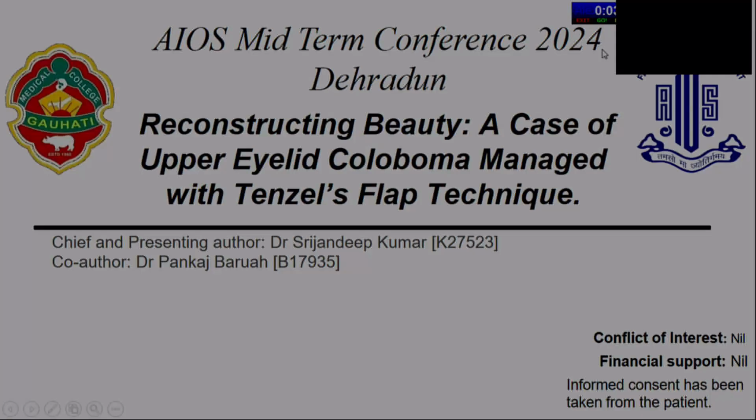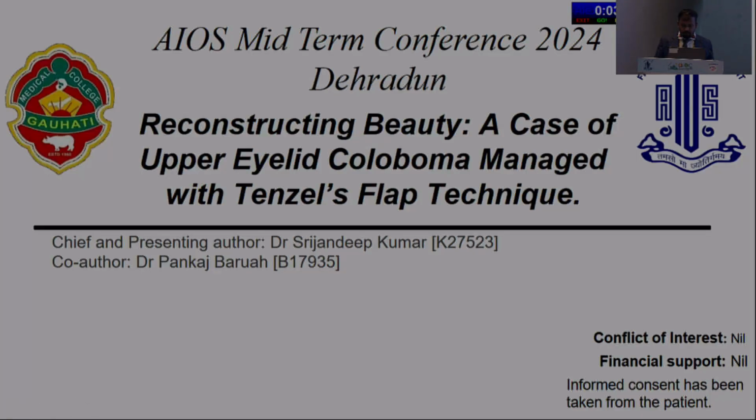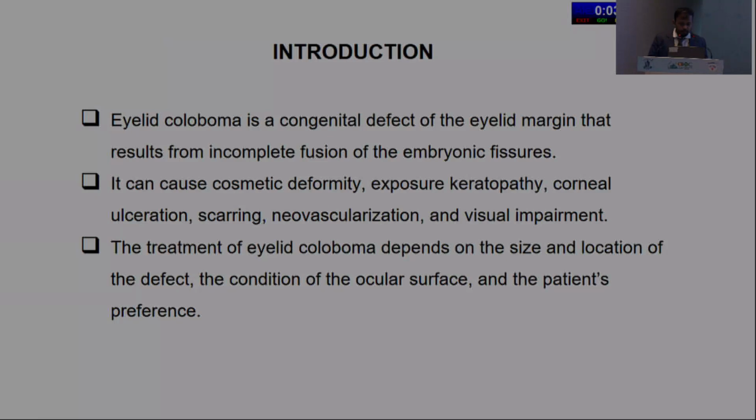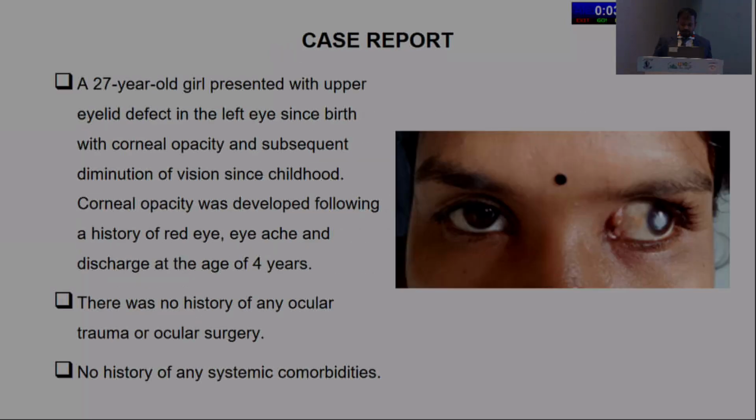Good morning everyone. I am going to present a case of upper eyelid coloboma managed with the Tenzel flap technique. Eyelid coloboma is a congenital defect of the eyelid margin that results from incomplete fusion of the embryonic fissures. It can cause cosmetic deformity, exposure keratopathy, corneal ulceration, scarring, neovascularization, and thereby visual impairment. The treatment depends on the size and location of the defect, the condition of the ocular surface, and the patient's preference.